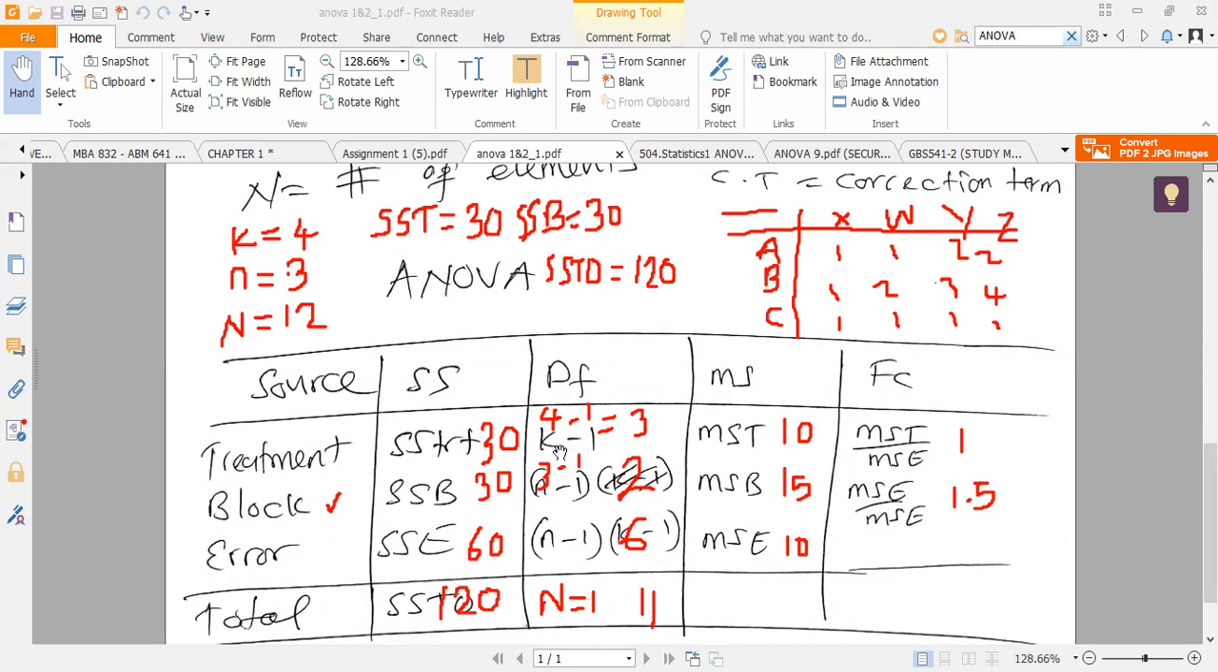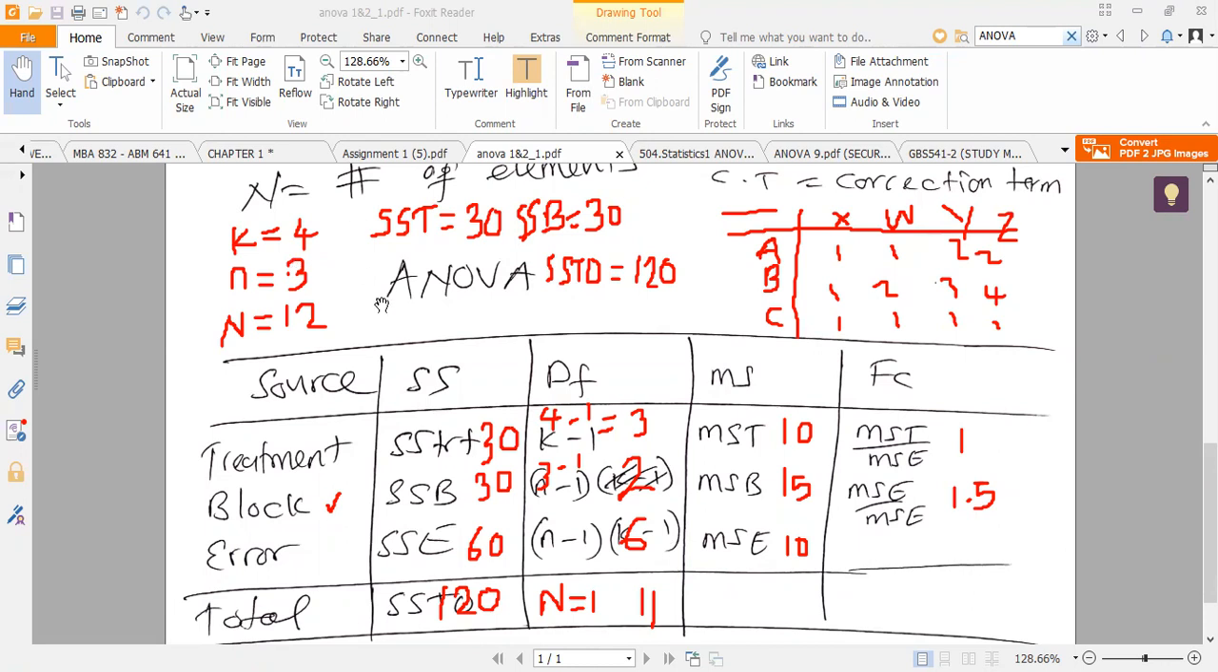The degree of freedom for the treatment is K minus 1. Degree of freedom for the block is N minus 1. The degree of freedom for the error is N minus 1 times K minus 1. You multiply these two answers. Then we get our N down there. When we divide the degree of freedom for the treatment into the sum of square, we get the mean square. This answer into there, we get the mean square block. This answer into there, we get the mean square error. Then finally, when we divide the mean square into each of these ones here, we get the F calculated for the treatment, F calculated for the block.